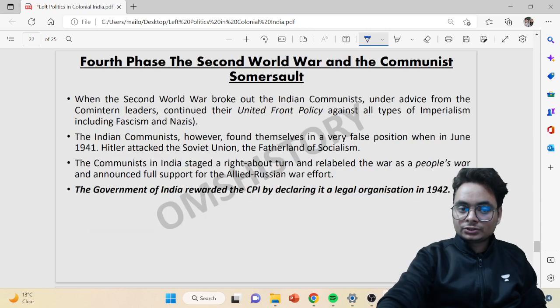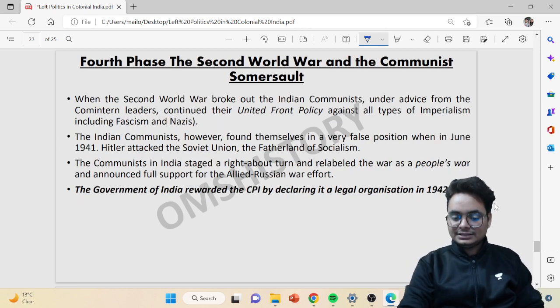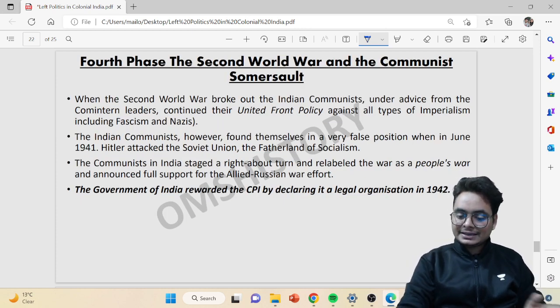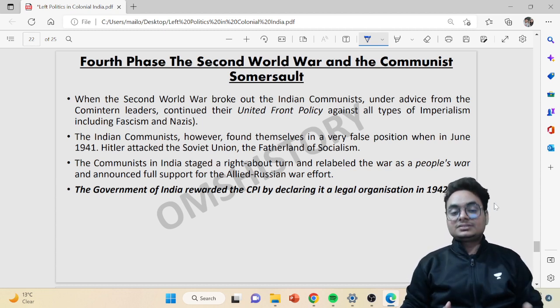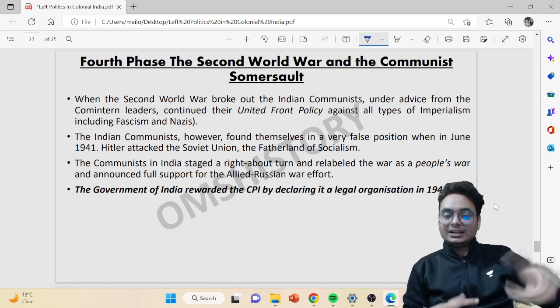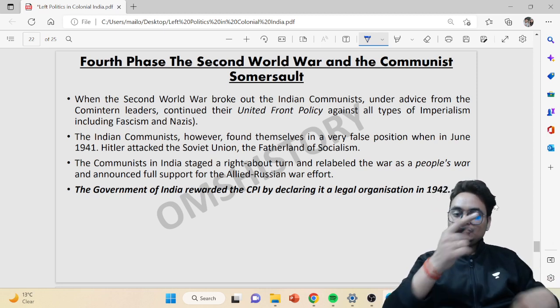Now comes the fourth phase. The fourth phase basically corresponds to the Second World War, and we kind of see a communist somersault here. What is the somersault? It means turning somersaults. You are just changing your narration.